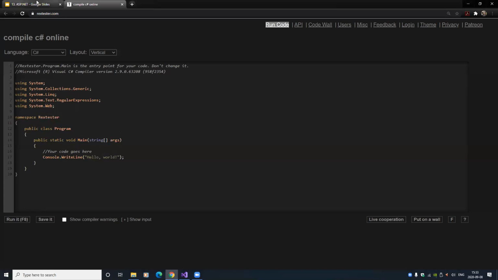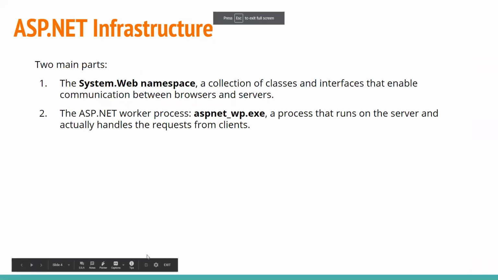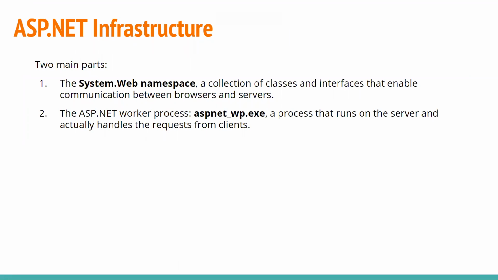Okay, it's just a bunch of classes, a bunch of properties, a bunch of interfaces that deal with communication between browsers and servers. And we'll see some practical examples of how it's used. The main thing you have to remember, there are two main parts to the ASP.NET infrastructure. One of them is this System.Web namespace. And you guys know what a namespace is. It's just a set of classes and interfaces, okay?